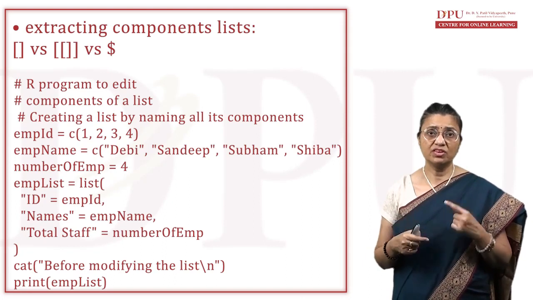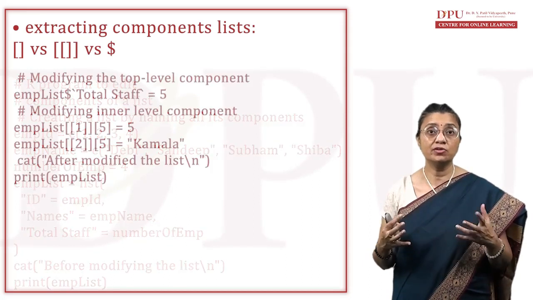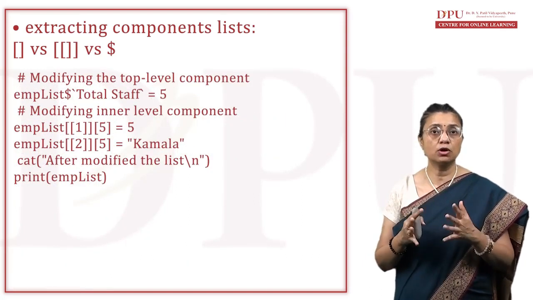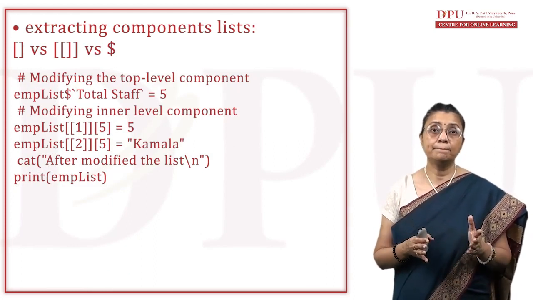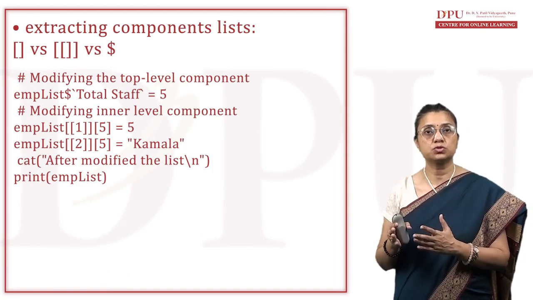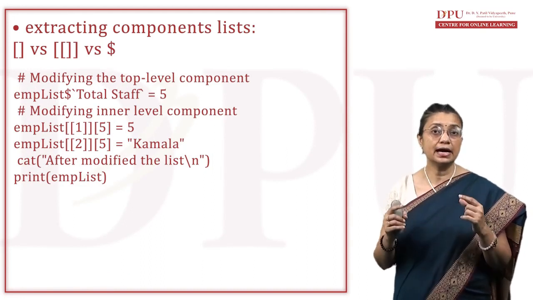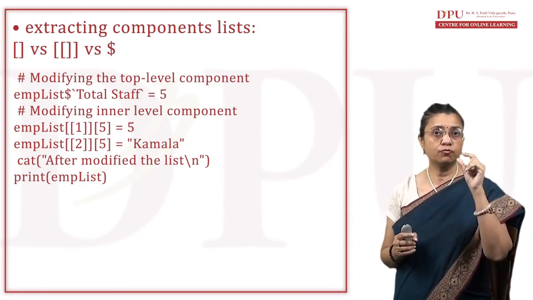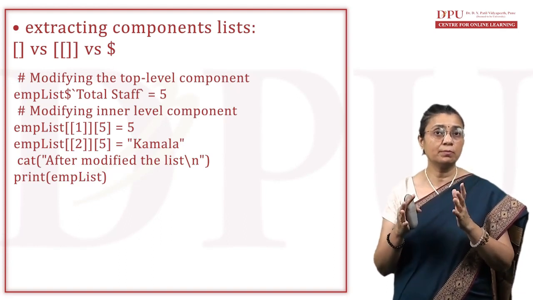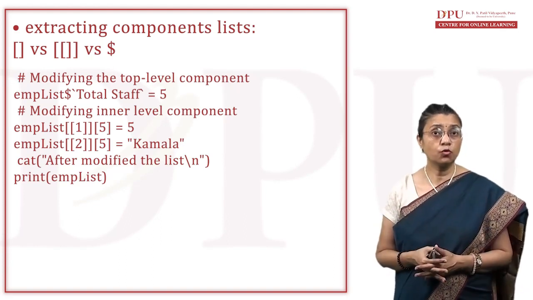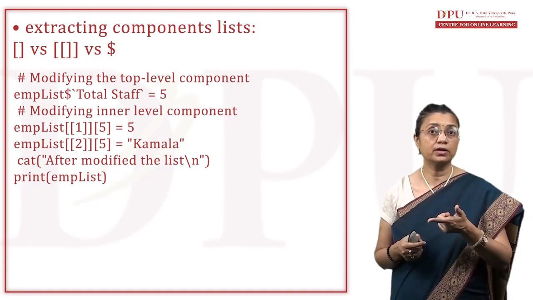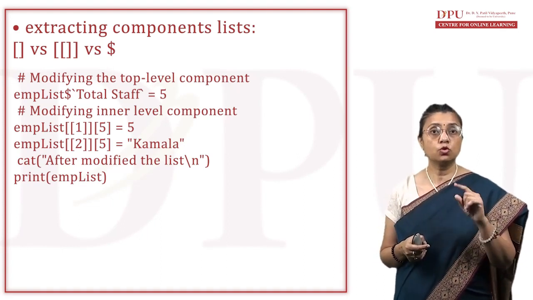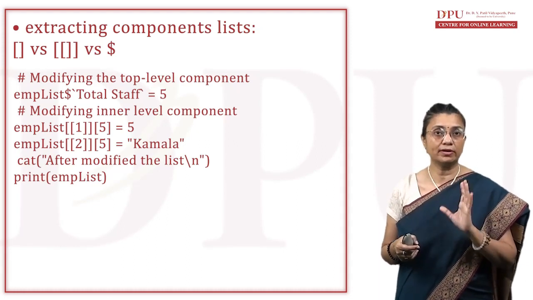But when we modify at the top level, how do we do it? If I say emplist dollar total staff, what will happen over here? If I write emplist dollar total staff equals 5, this means that I will be replacing the 4 with 5. The value of number of employees was 4, but now I'm changing the value. I'm changing that component of the list. So total staff is equated to 5.